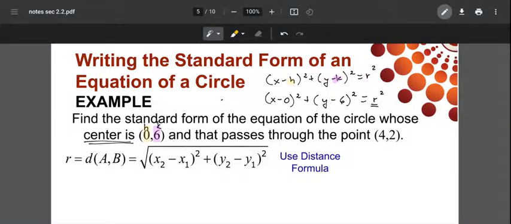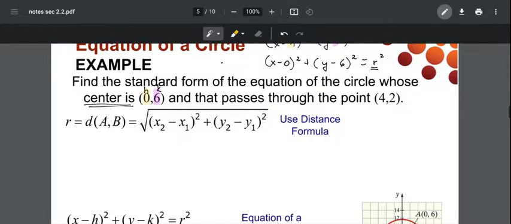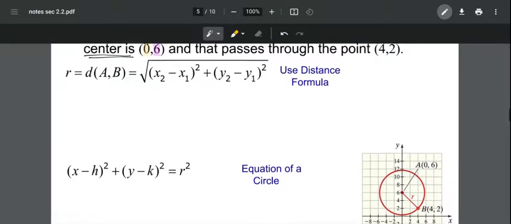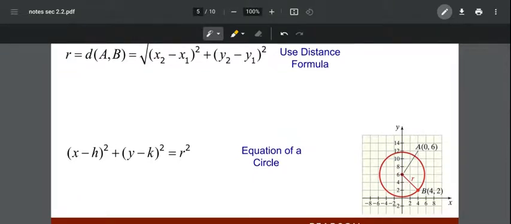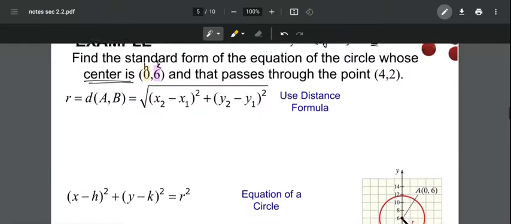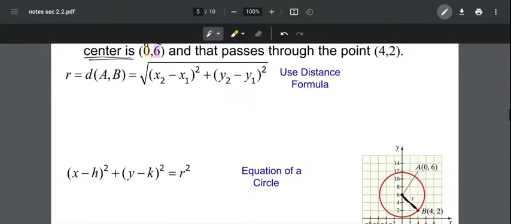So to find the radius, we're going to use the distance formula. Here I have a picture of the circle. We know the center right here, and we know the given point with coordinates 4, 2. The distance from the center to any point on the circle is always equal to the radius. So that's why to find the radius, we're using the distance formula. So the radius will be the distance between point A and B.